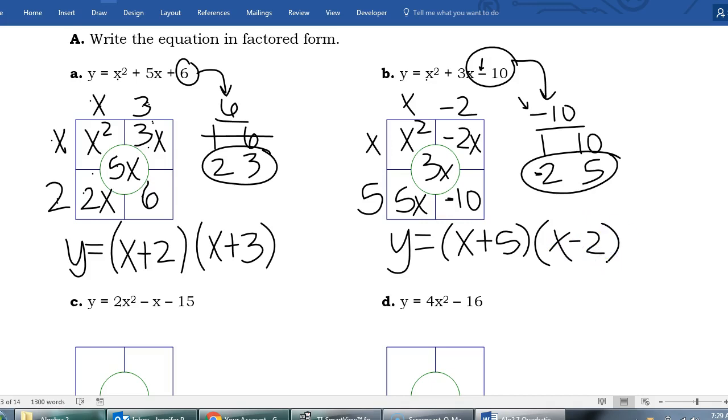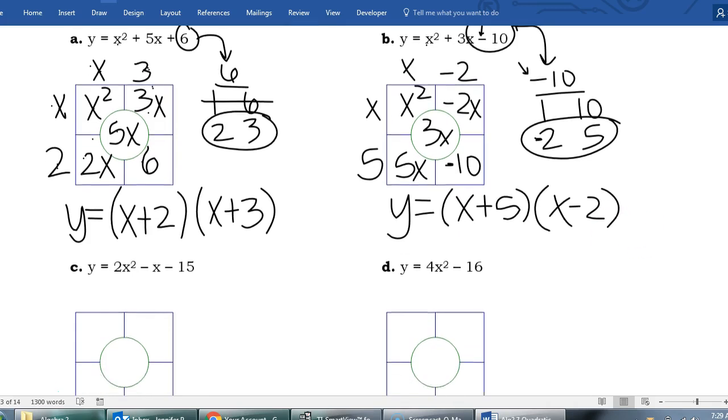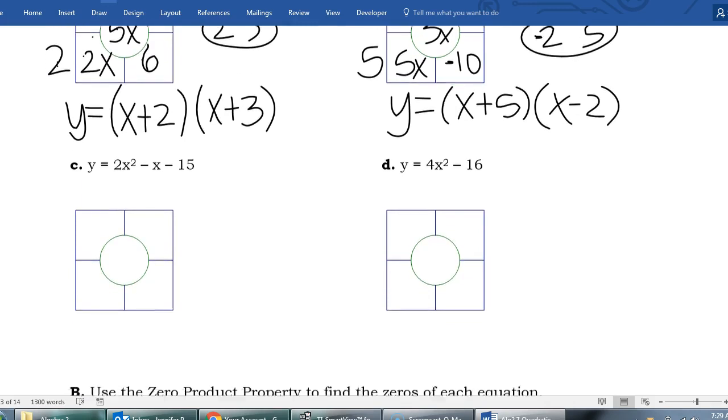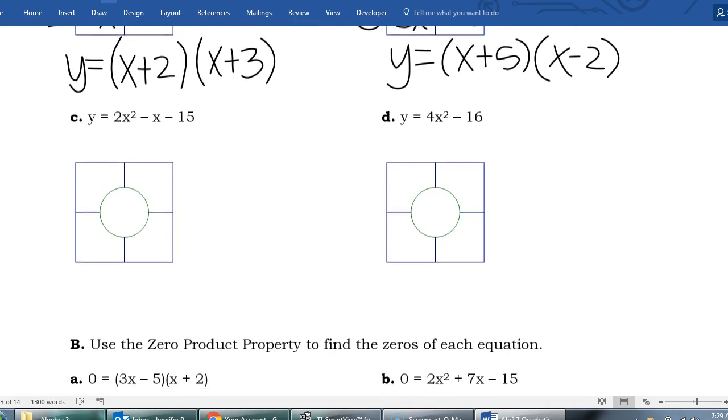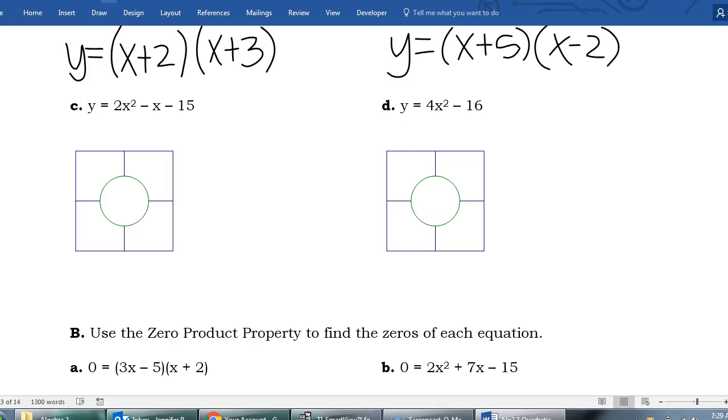So those were kind of straightforward. Now let's mix it up by adding a leading coefficient of not 1. I got a 2 in front of my x squared this time. So I have y equals 2x squared minus x minus 15. We're going to start with our three terms along the diagonal. 2x squared minus x minus 15.